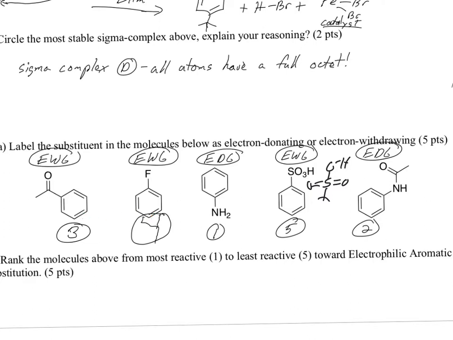Not really sure which way it could go, so either way it's fine. I didn't really cover this. The fluorine can donate some electrons, but then it's withdrawing, so it's kind of tough to tell. So it's the kind of question maybe I wouldn't ask this year.